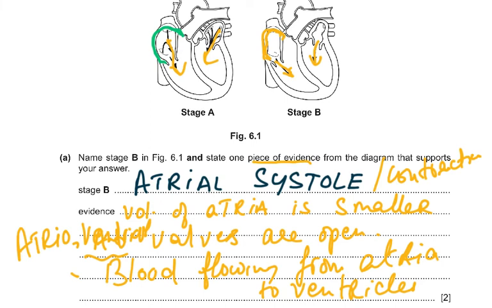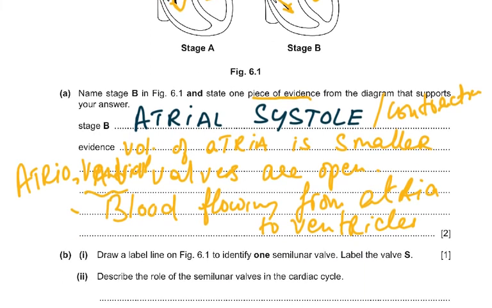Of course, there were only 2 marks, so atrial systole would get you a mark, and any one of the explanations would get you a mark. So be very, very careful when you're writing your answers, so that you know it. But if you didn't write it, I'm sorry, I'm not going to give you any marks.